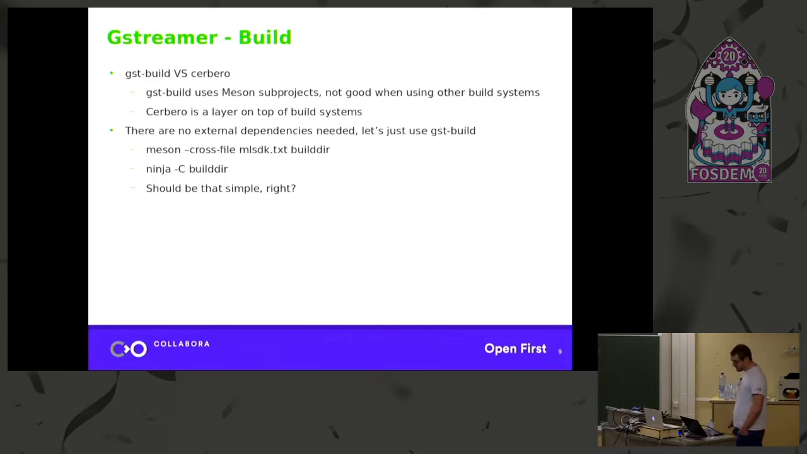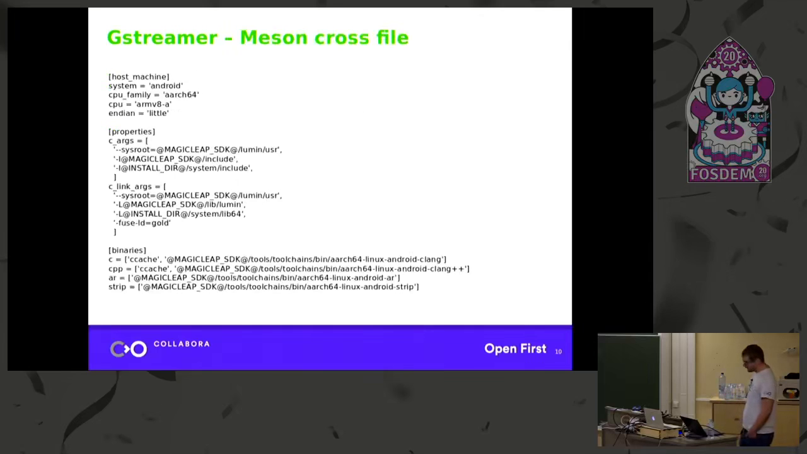So the first thing to do is write a cross file, because there is a toolchain in the Magic Leap SDK you can download. You write a cross file, compile, and hopefully it works, right? So the cross file is something like that, a bit simplified here. But yeah, you pretend it's Android, because GStreamer has many special cases for Android, and you want to use those special cases.